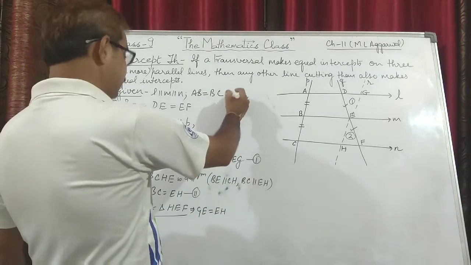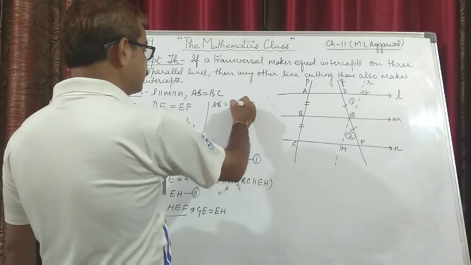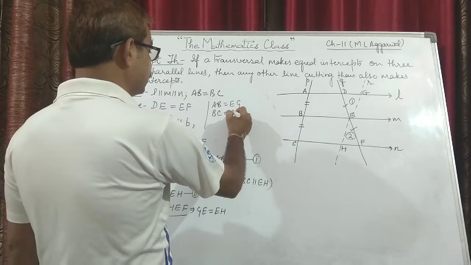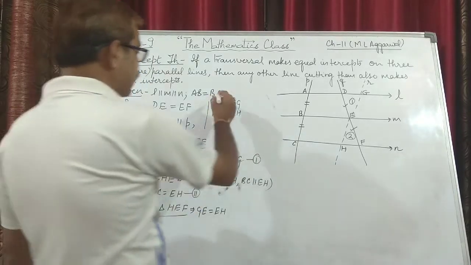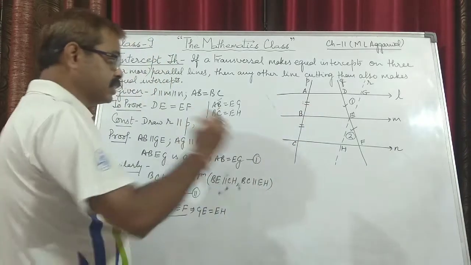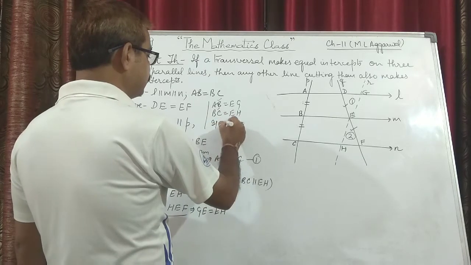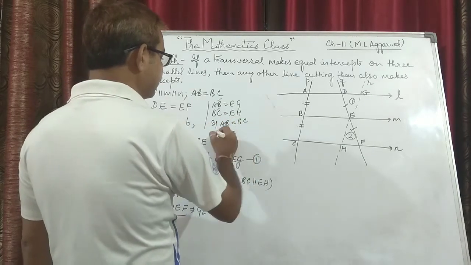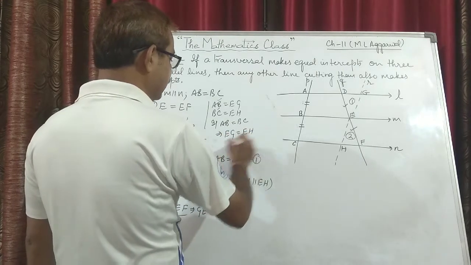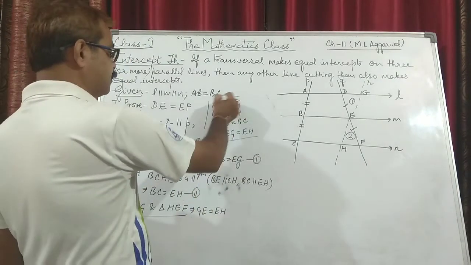I am writing it here. We have proved that AB is equal to EG, and second, we have proved that BC is equal to EH. But we know that AB and BC are equal. Why? Because it is given. So if AB is equal to BC, it implies that EG will be equal to EH. So that is why I have written EG is equal to EH.